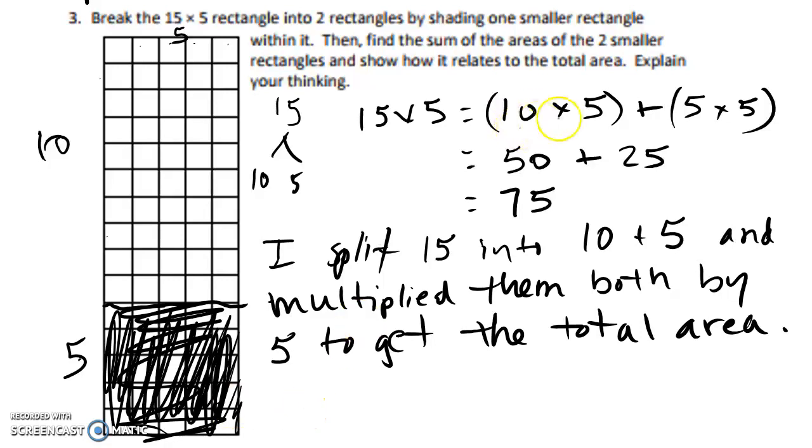So here's me multiplying the 10 and the 5 times 5 to get the total area. I think that says it. Another way you could say it is I split 15 into 10 plus 5 and found the area of the unshaded rectangle and the area of the shaded rectangle, and then I added them together. So here's that being added together.